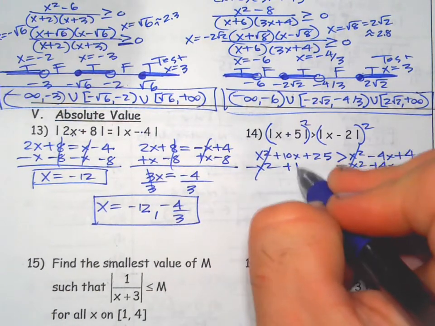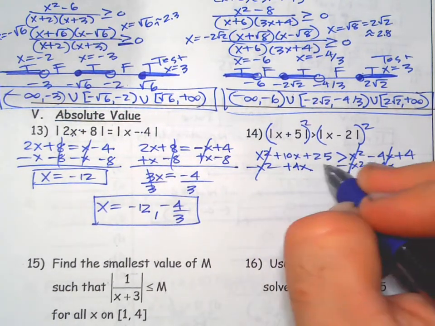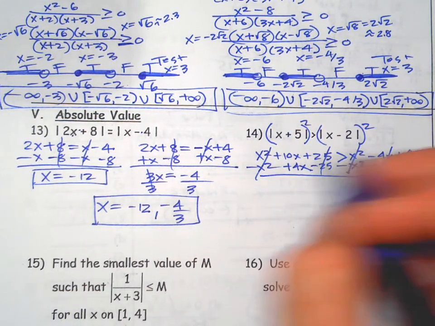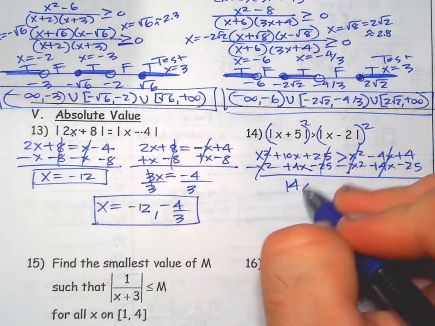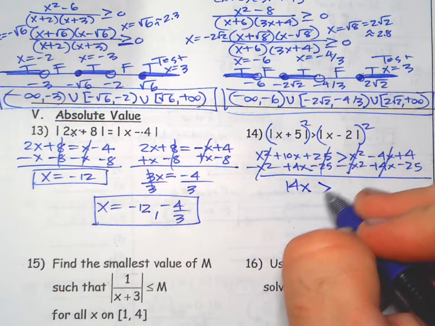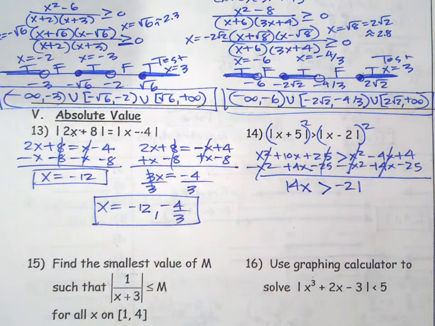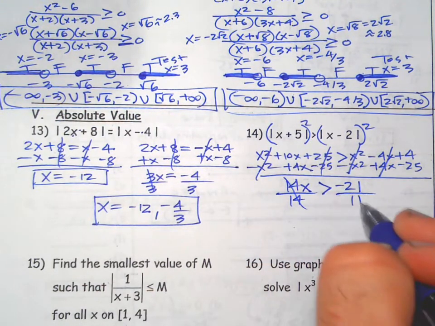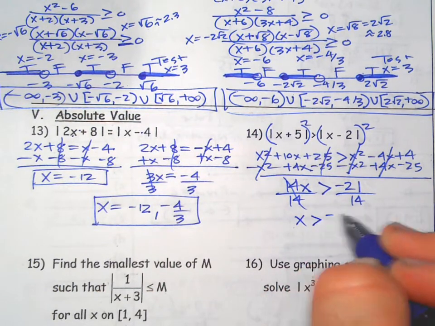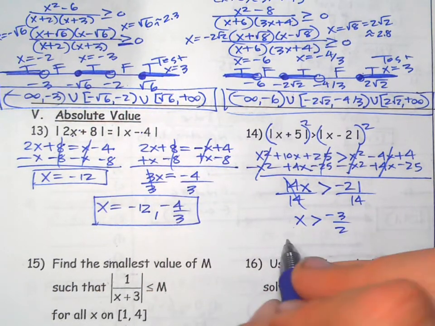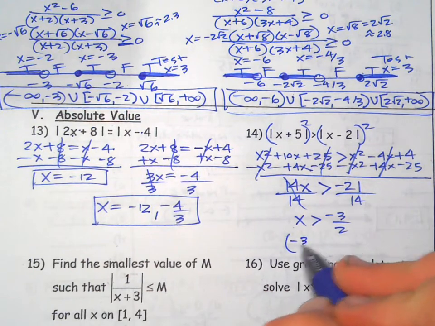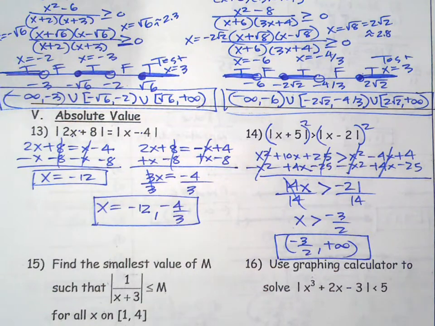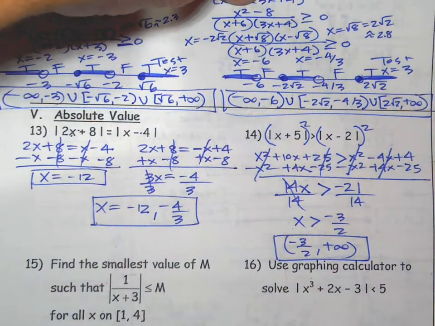So you could just say, let's get the x's on one side, the numbers on the other side, and say 14x is greater than negative 21. Otherwise, you've got to do a line check. But this one worked out kind of nice. x is greater than negative 3/2. Now, I still need interval notation, so it's going to be negative 3/2 to positive infinity. You could do a line check, though. And a lot of times, usually, it does boil down to a line check.